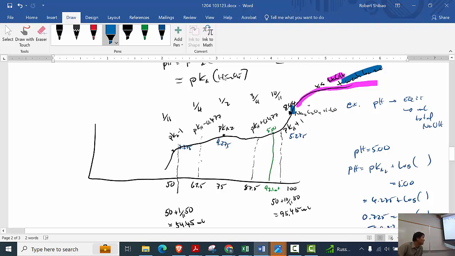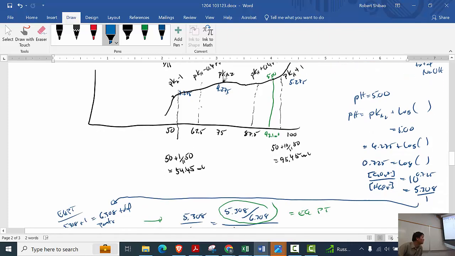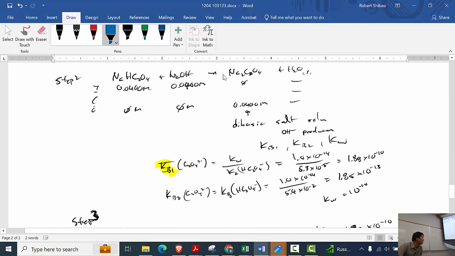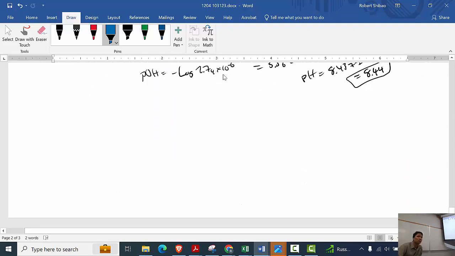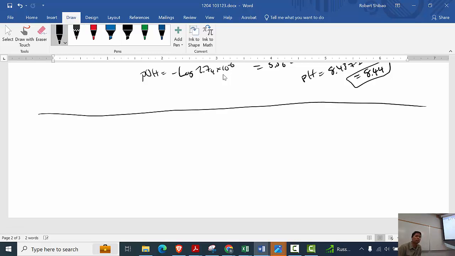So let's say I want to get to pH past 8.44. What pH should we try to get to? 10, 11, 10? All right, let's say I want to get to pH 10.00. How many total milliliters of sodium hydroxide do I have to add?